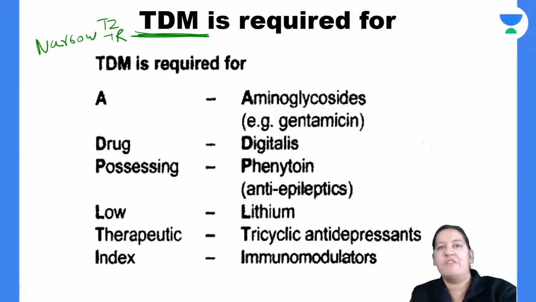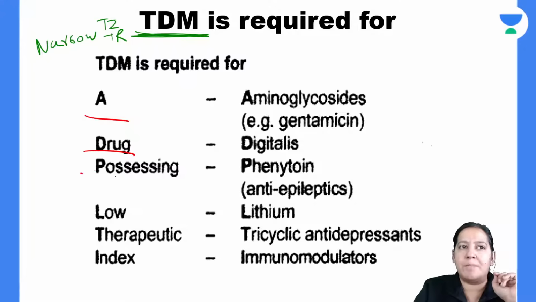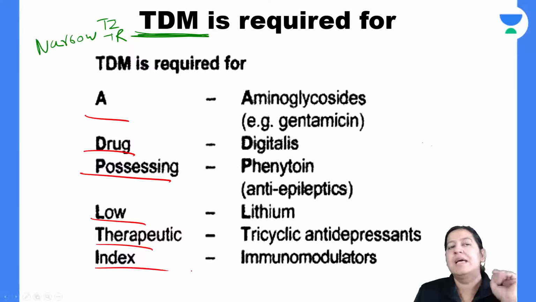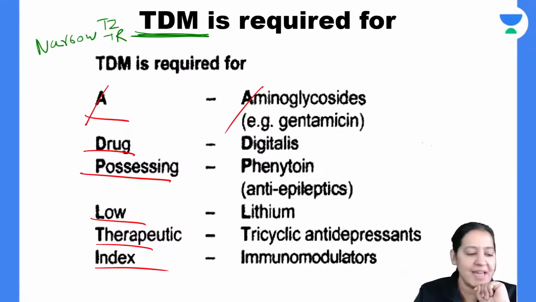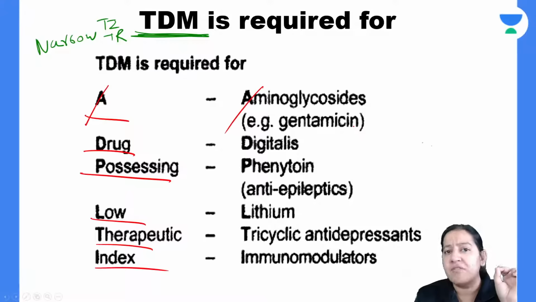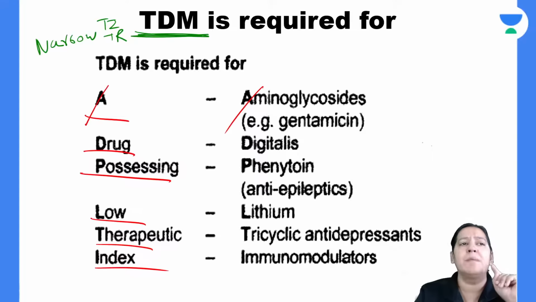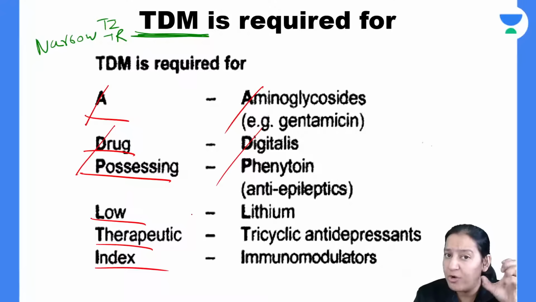So I have a mnemonic for it. The mnemonic is for a drug possessing low therapeutic index. A stands for aminoglycoside. It is an antibiotic. All the mycins, gentamicin, amikacin, streptomycin, all aminoglycosides are very dangerous drugs. Number two, D stands for digitalis. Digitalis is an inotropic drug to increase the contractility of the heart.